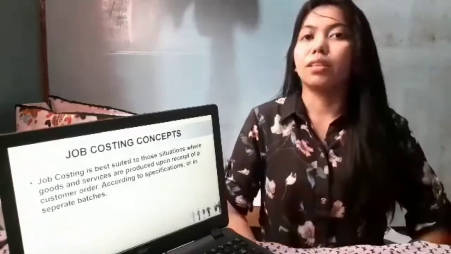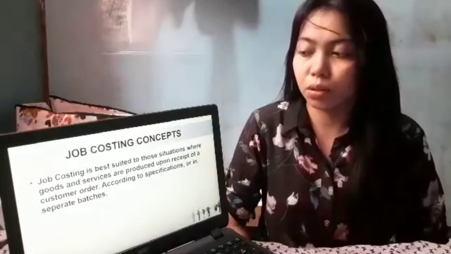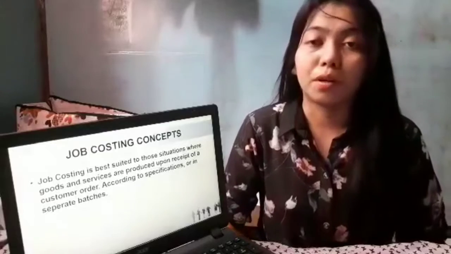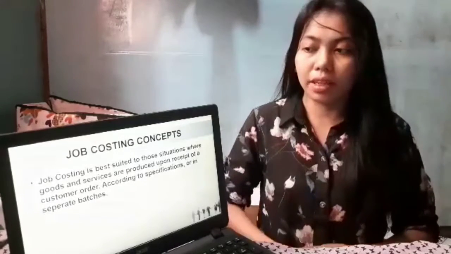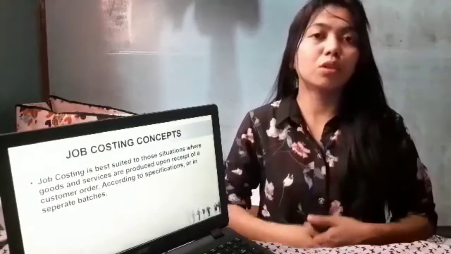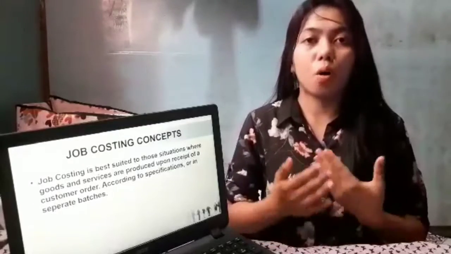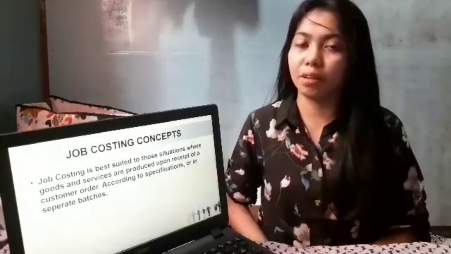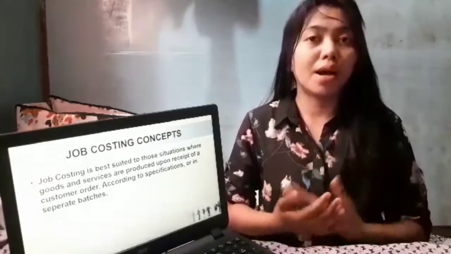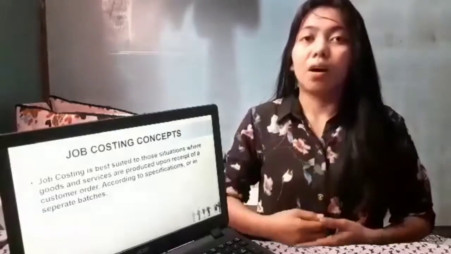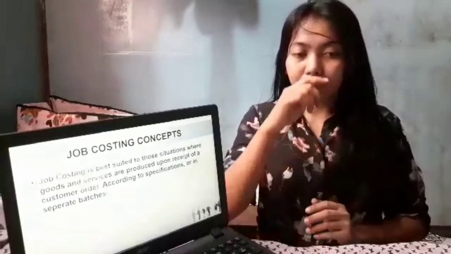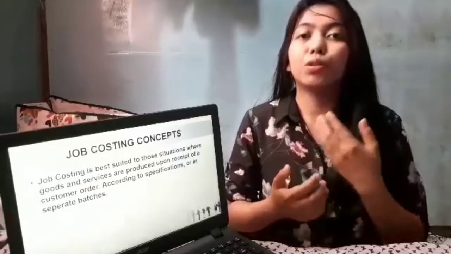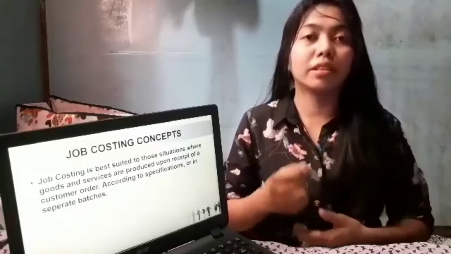So what is job costing? Job costing is best suited to those situations where goods and services are produced upon receipt of a customer order according to specification or in separate batches. Examples could be the manufacture of aircraft or automobiles, or something more significant according to customer specification. In a future chapter, we look at process costing, which is an alternative model that applies to goods that are produced in continuous processes.